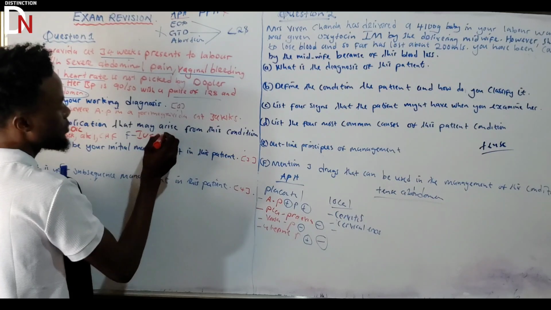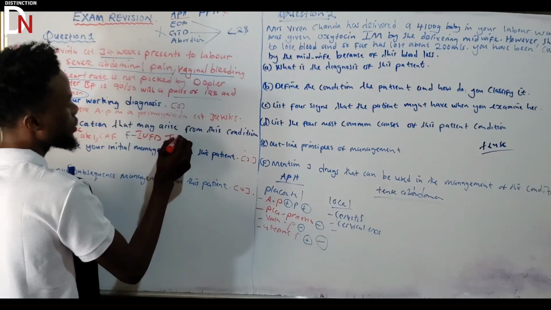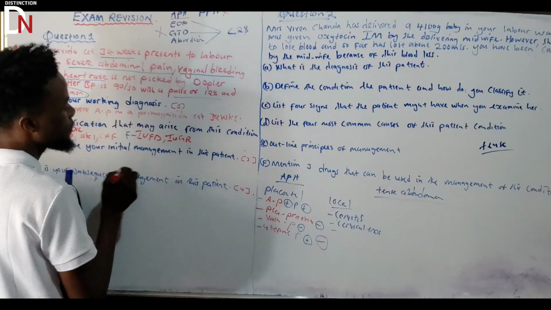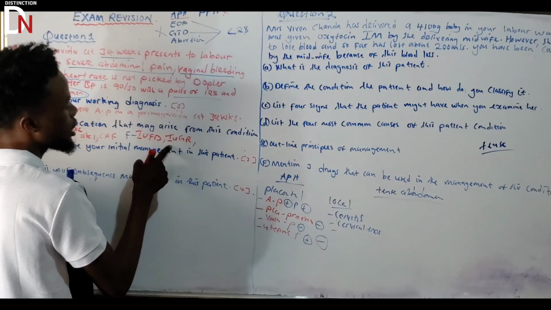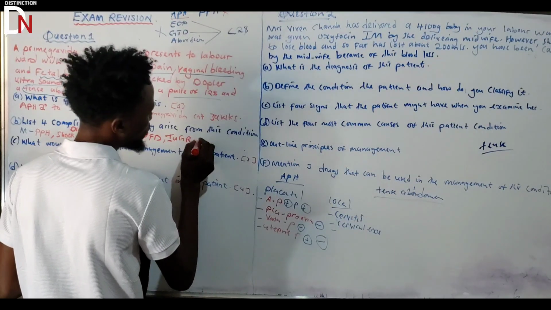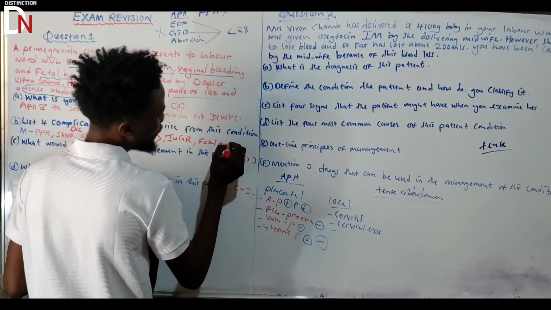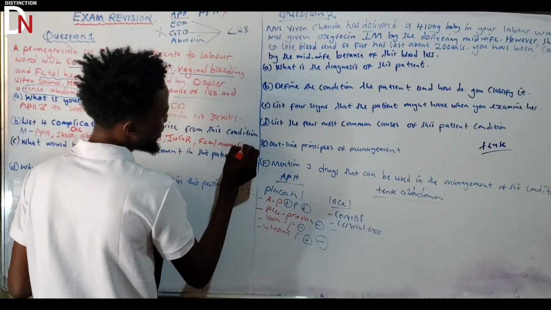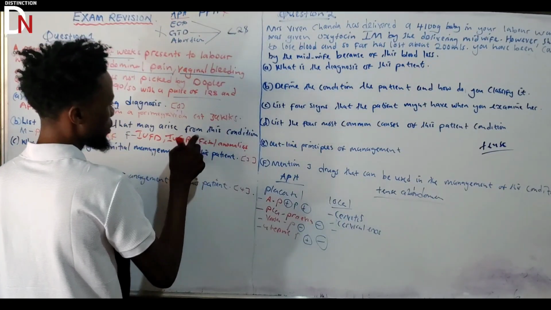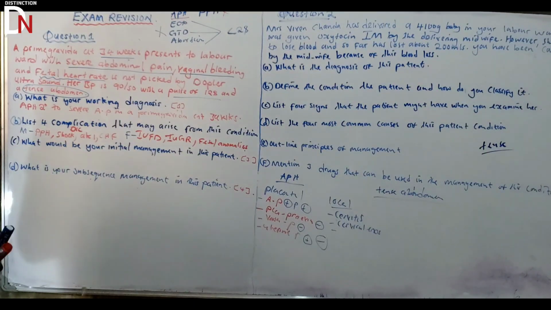If the fetus is not dead, it can lead to intrauterine growth restriction. Apart from that, the other one is fetal developmental anomalies. They are going to have an increased risk of that, so they are going to have fetal anomalies as one of the complications. So those are the complications that you can see.